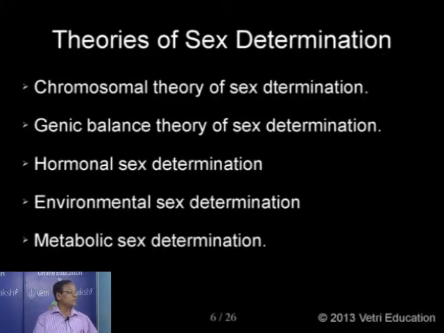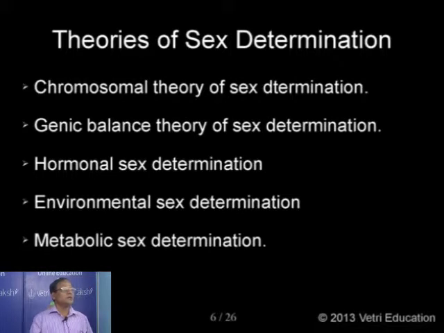Then environmental sex determination: it is the environment, that is the female body or the external environment, that is responsible for the development of masculine or feminine characteristics. I explained this in the case of a worm named Bonellia viridis. Then the last one, metabolic sex determination.